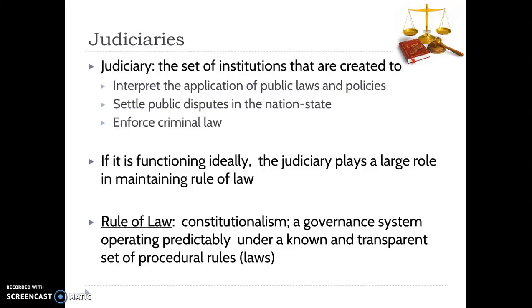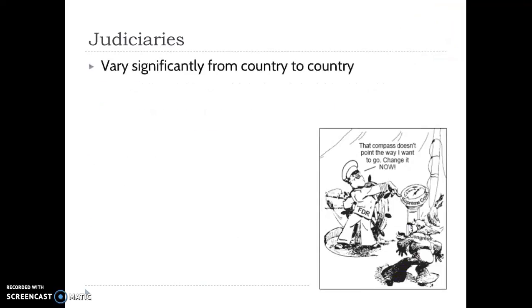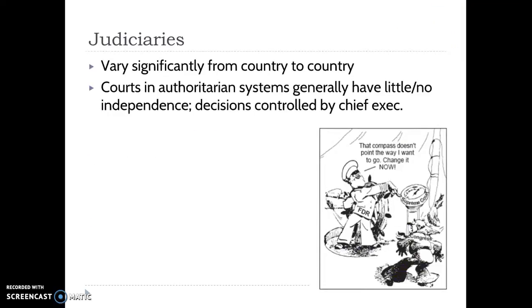In most of the 6 countries we will talk about, the judicial branch tends to be the weakest branch, and it tends to be the most diverse in terms of what it looks like or how it functions. These judicial branches can vary from country to country. Courts in an authoritarian system have little or no independence; they might just rubber stamp the decisions made by the authoritarian ruler, controlled by a chief executive.